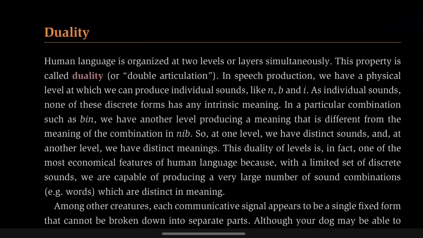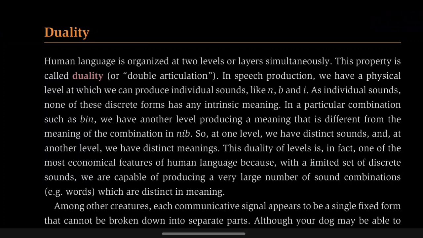The last property is duality. Duality is the most important property for a human. Small definition for duality: it is the ability to create a large number of utterances by using a limited set of discrete sounds. So, duality or double articulation.